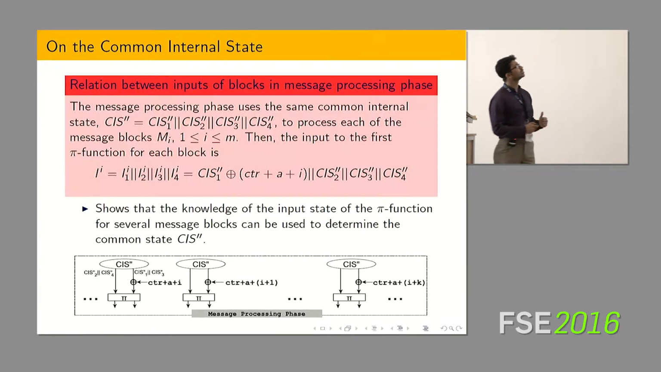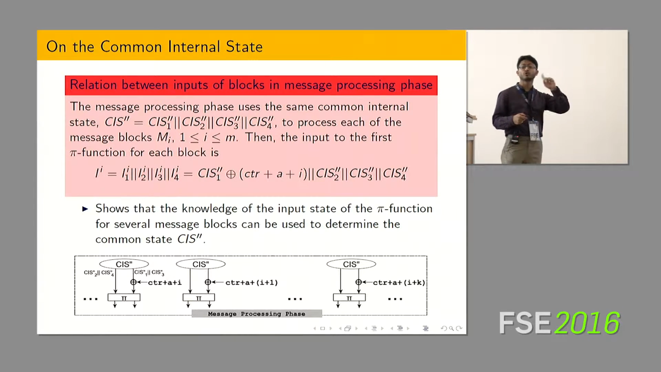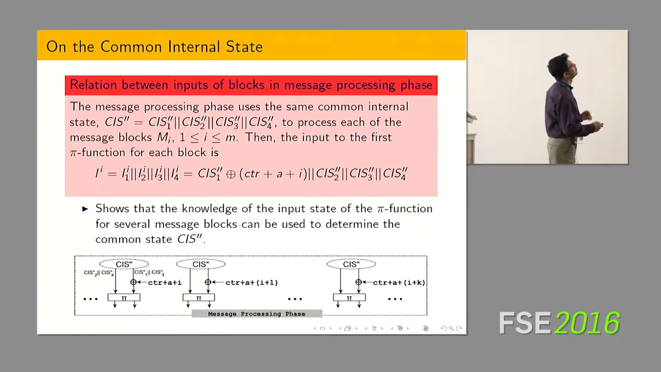The third observation is on the common internal state. This observation is quite simple. As you can see, to achieve this parallelism, they have a common internal state, and they just adjust this counter to obtain the inputs of each of these Pi functions. However, the important thing is that 3/4 of this input is the same. The counter is 64 bits, and it is added to only one of the chunks, while the other chunks remain the same. This is something that we are going to exploit later, so let's keep this observation in mind.